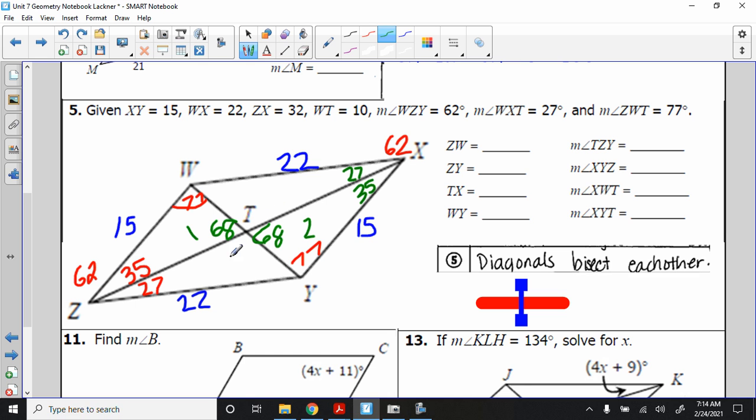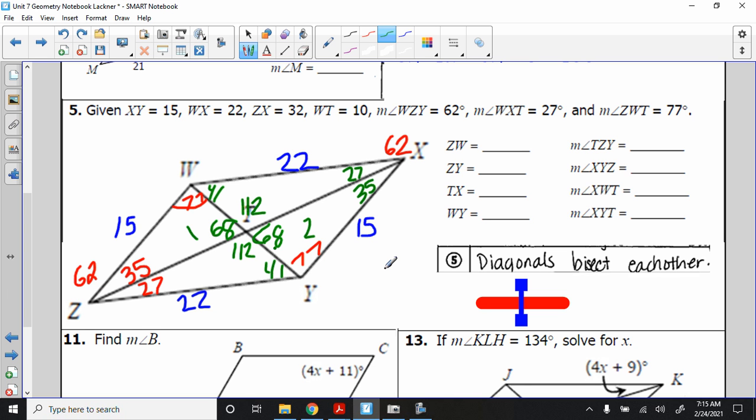And how can I get into the other triangles? Do a 180. So that means this has to be 112 because these two are a half circle. This is 112. And now look at your triangle here. I got 180 minus 112 and 27. And I now can find this angle is 41. And remember our alternate interior angles? This one up here is 41.